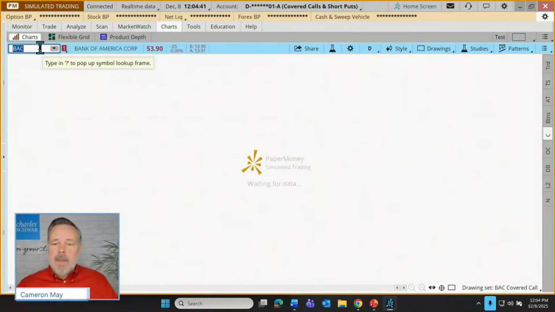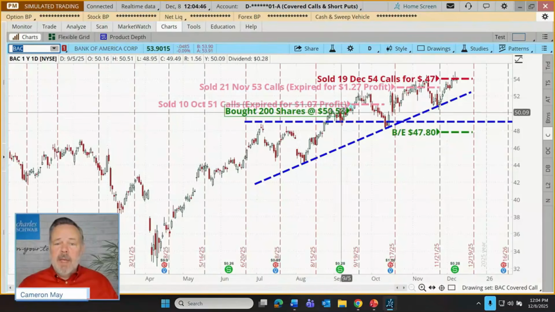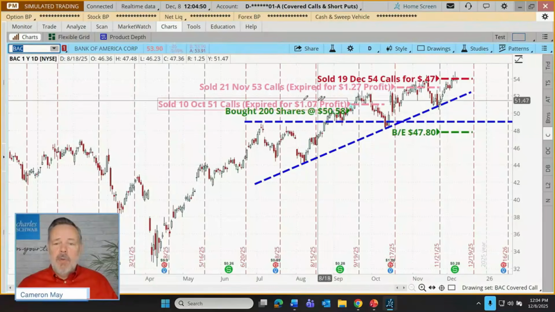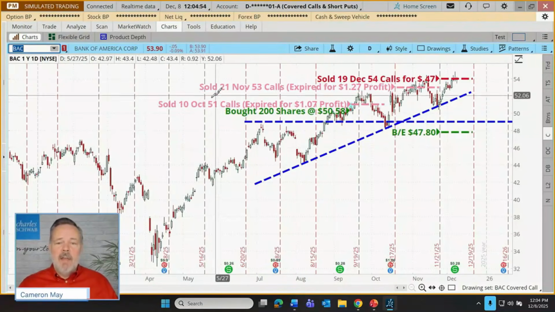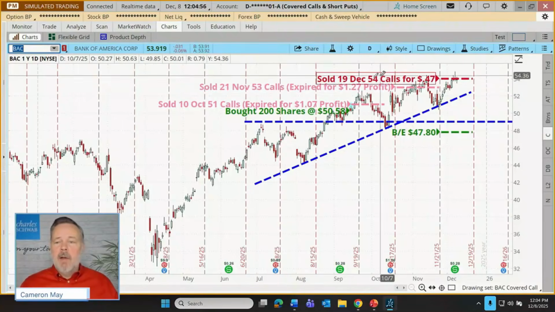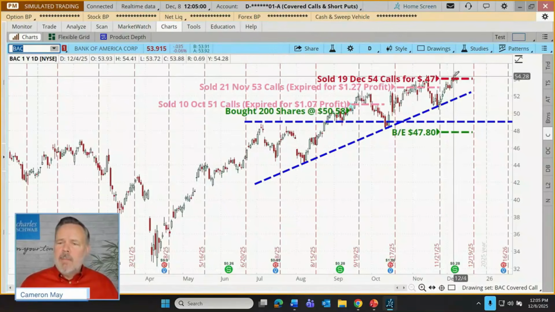Here's our chart. We have some history with this position. We actually bought the 200 shares back here. We've already sold and collected profits on October contracts and November contracts. Now we're working on December, and you can see how close we are. We've actually gone in the money a couple of times here.